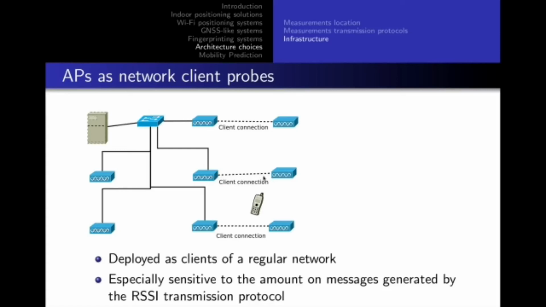It's better if they use a different frequency band than the device. So for instance, 2.4 GHz for the devices and 5 GHz for the client connection of the probes. It's a good choice. And it will be sensitive to the amount of messages generated by the RSSI transmission protocols, because here is a bottleneck in the network, since it's limited to the Wi-Fi bandwidth, which is less than the wired network.